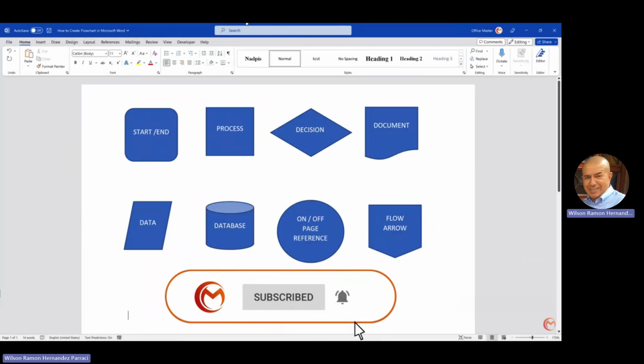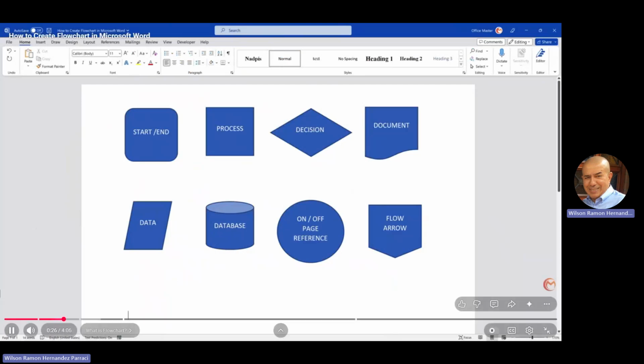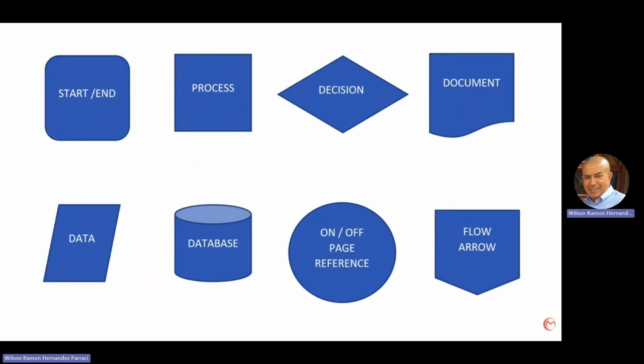chart can also be defined as a graphic representation of a computer algorithm, a step-by-step approach to solving a task. A flowchart uses multiple shapes to define the type of step, along with connecting arrows to define flow and sequence. When creating a flowchart, it's important to know the basic shapes and their use. These shapes are used to start and end a flowchart and to mark a process, decision, document, data, database, on-page or off-page reference, and of course there's the flow arrow.